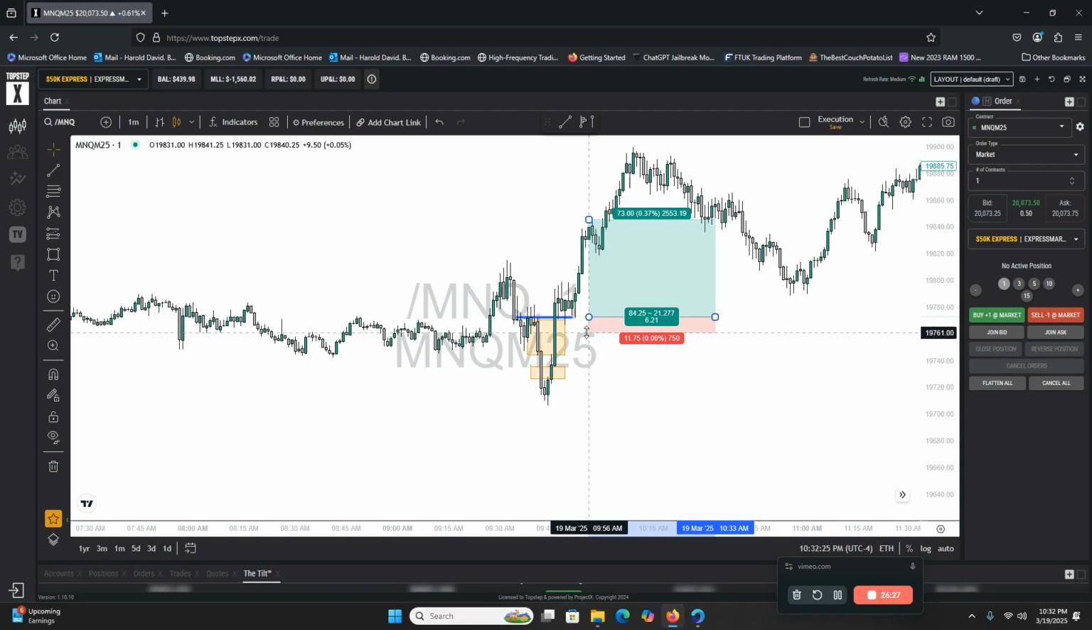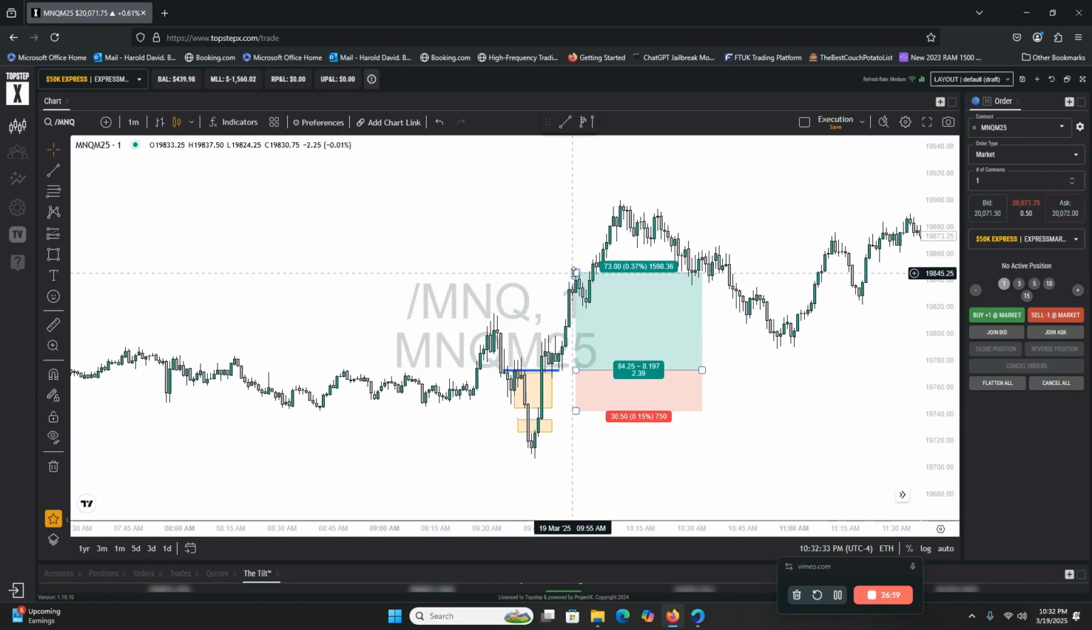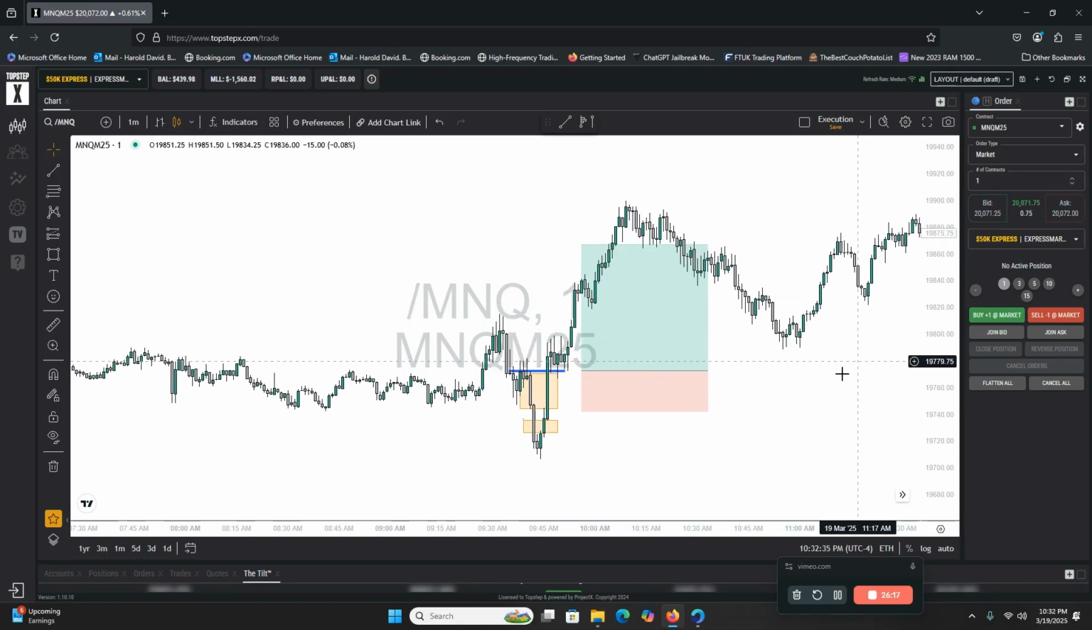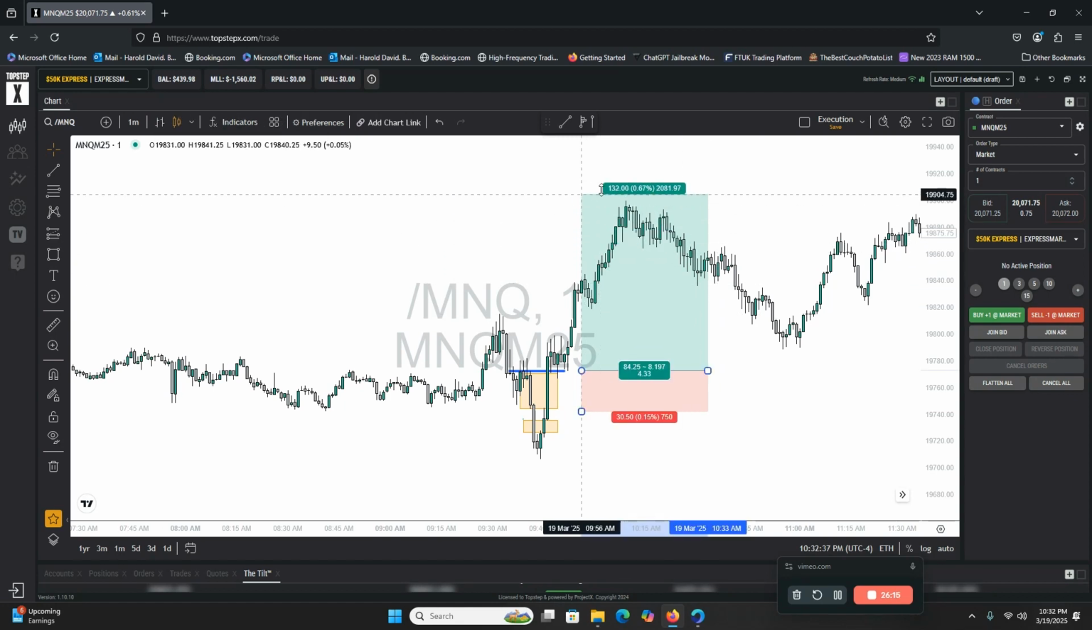So if you had like a 10-point stop, or maybe just put it below the inversion, the highest one in this case, it would have been a 30-point stop. You could have aimed for like a 3 to 1. Boom, very nice.